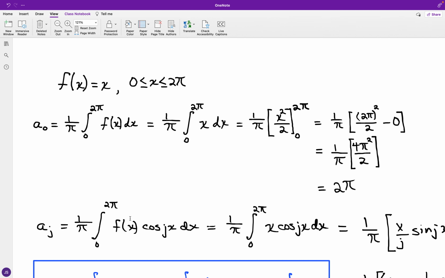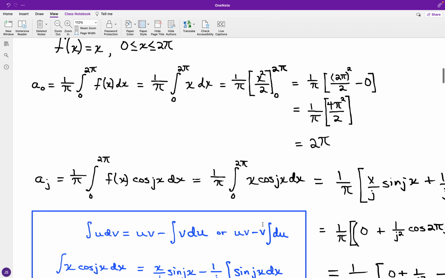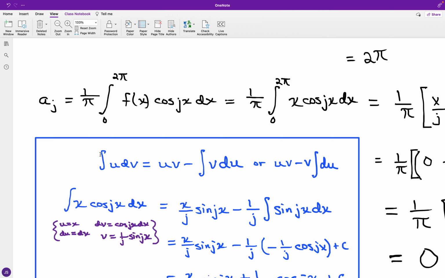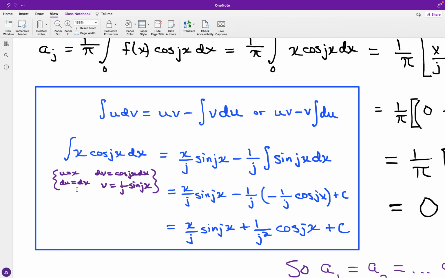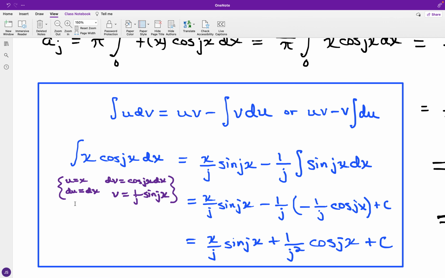Now, for a sub j, your f of x is going to be x, and you're looking at integrating x times the cosine of jx dx. Just looking at the integration by parts, again, just a refresher: the integral of u dv is equal to u times v minus the integral of v du. So setting u equal to x and dv as the cosine of jx dx, du is going to be dx.